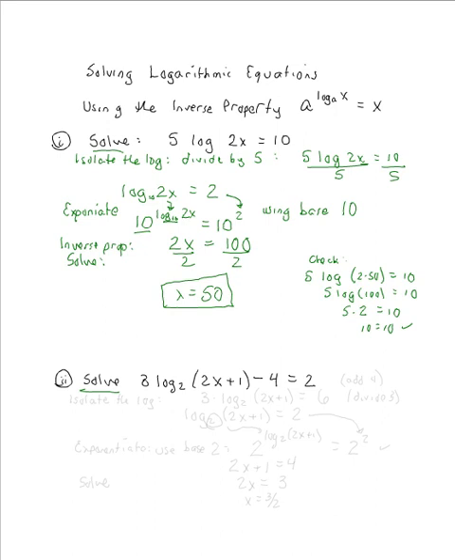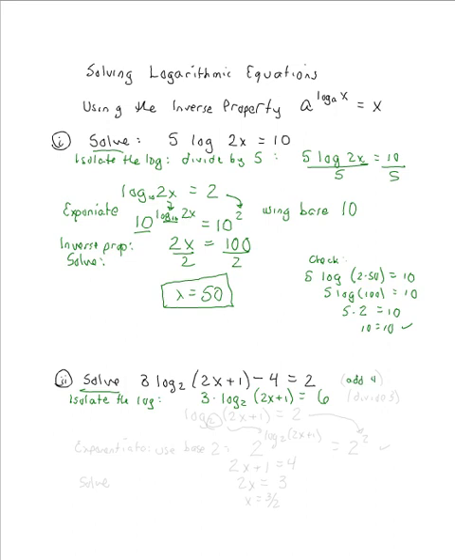Taking a look at our second equation, we want to solve 3 times log base 2 of the quantity 2x plus 1 minus 4 is equal to 2. Same attack. We're going to start by isolating the logarithm. In this case, I'll have to take a couple of steps. First, I can add 4 to both sides. So I will have 3 times the log base 2 of the quantity 2x plus 1 is equal to 6. Now, I really don't want 3 times this log. I'd love to have the logarithm by itself. So we can divide by 3.